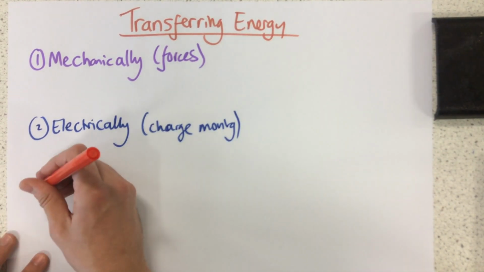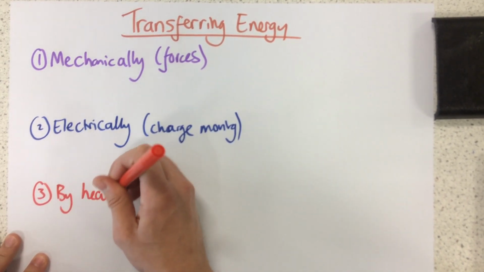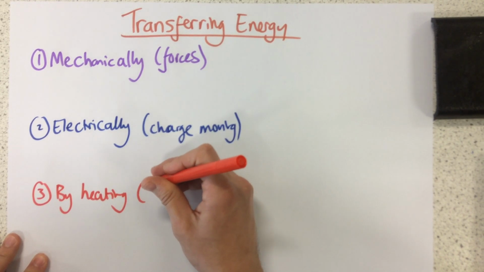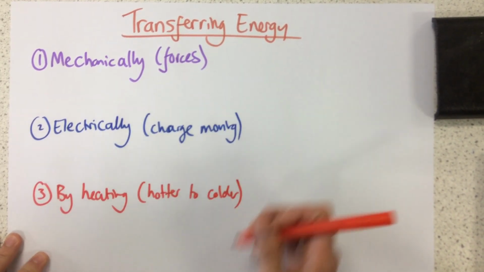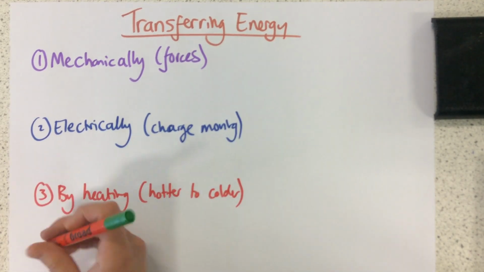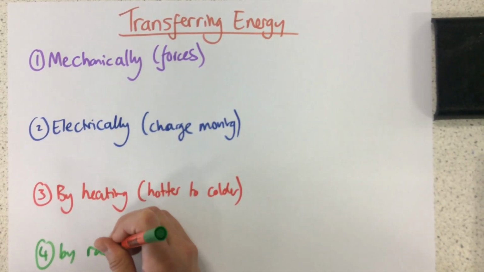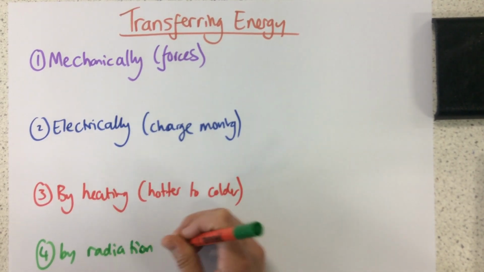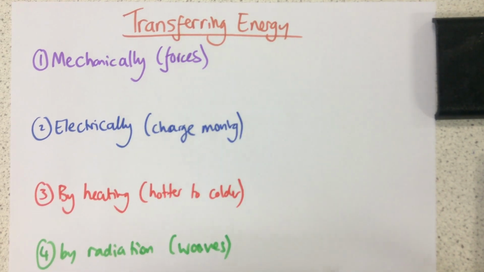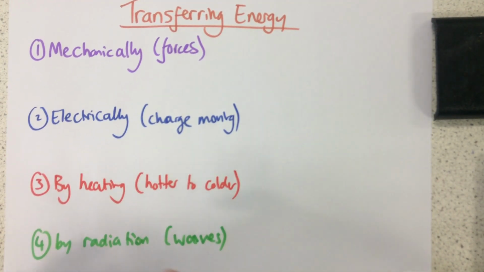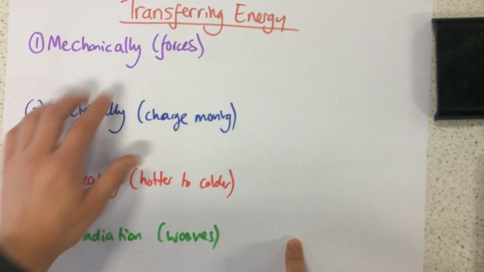Number 3, the other one we need to know is by heating. So this is whenever we've got energy being transferred from hotter to colder. And finally, the 4th one we need to know is by radiation. Now this is whenever we have waves involved. Now this might seem a little confusing, so I'm going to use an example for each one in order to show you what I mean.